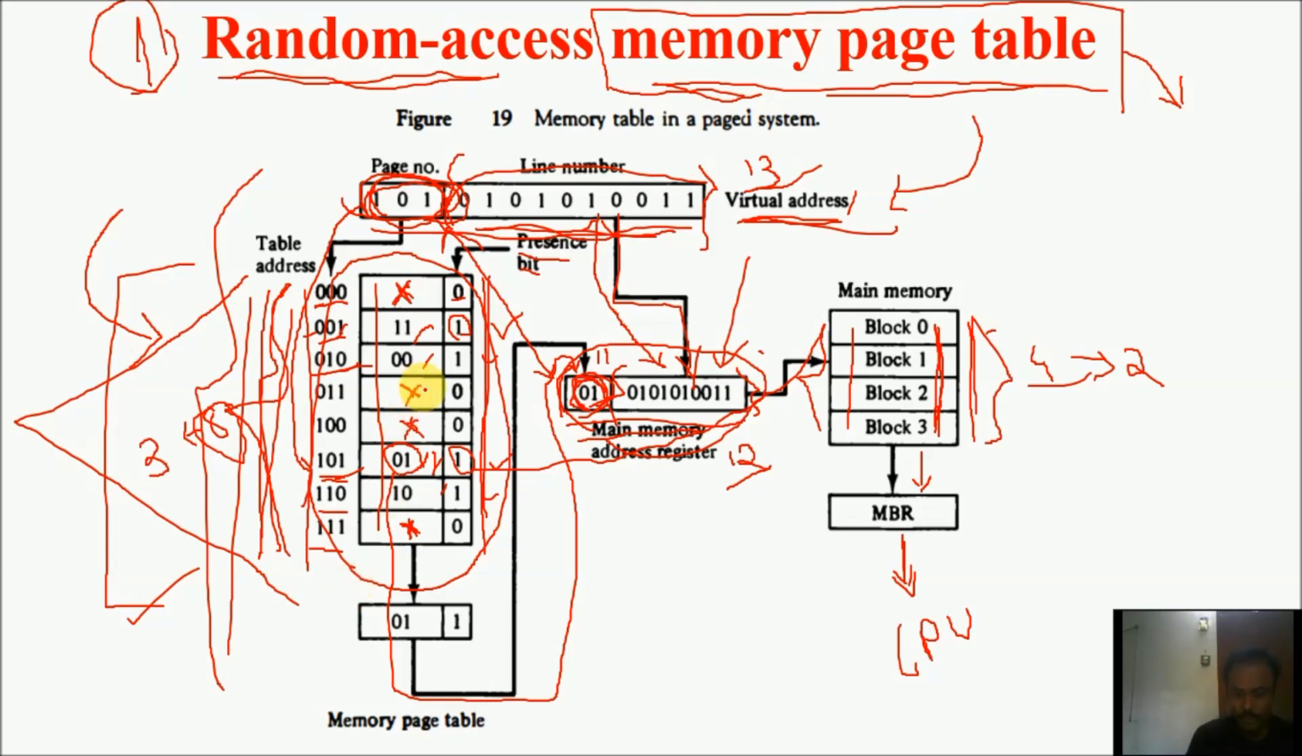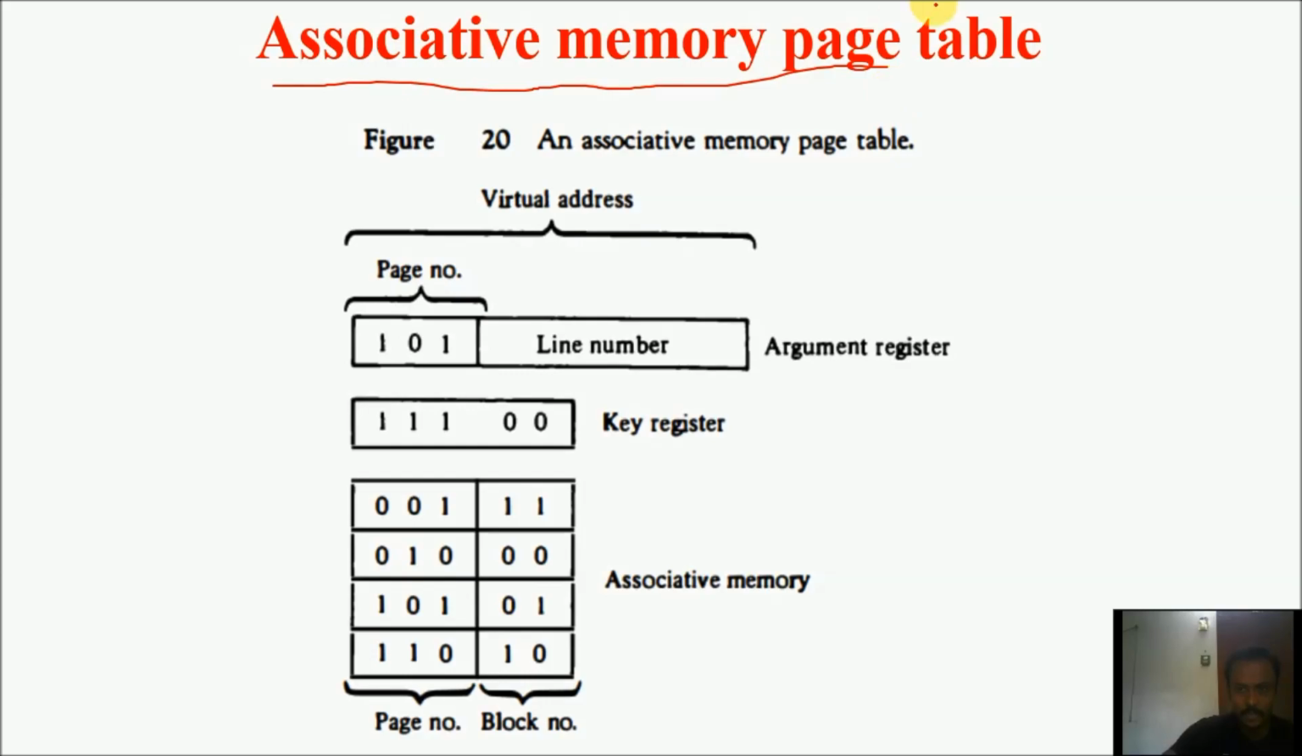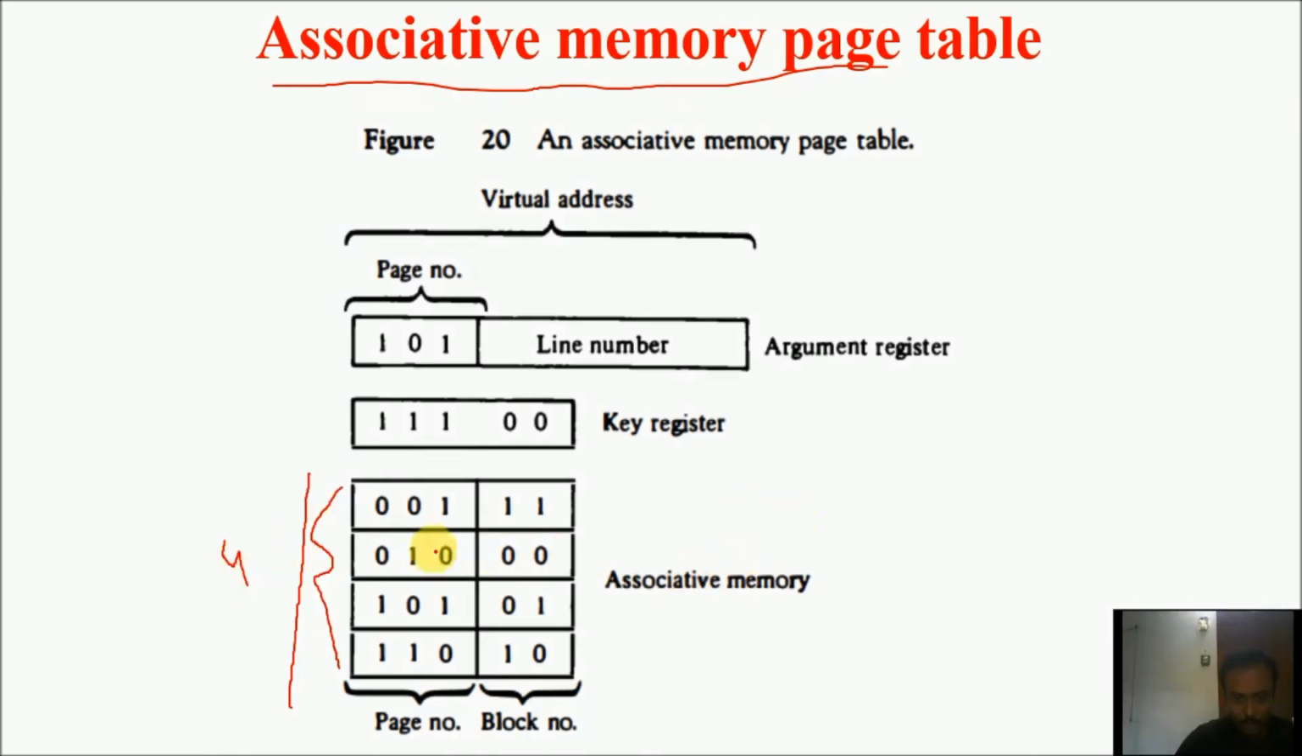To reduce this table size, we can use another technique that is called the associative memory page table. So using the associative memory page table we can reduce the size of the page table. Here we can see that the size of the page table becomes 4 words. Previously it was 8 words, but now it is 4 words. So why 4 words? Because only those fields that are present in the main memory will be present here, the remaining are not used. So this is the associative memory page table.